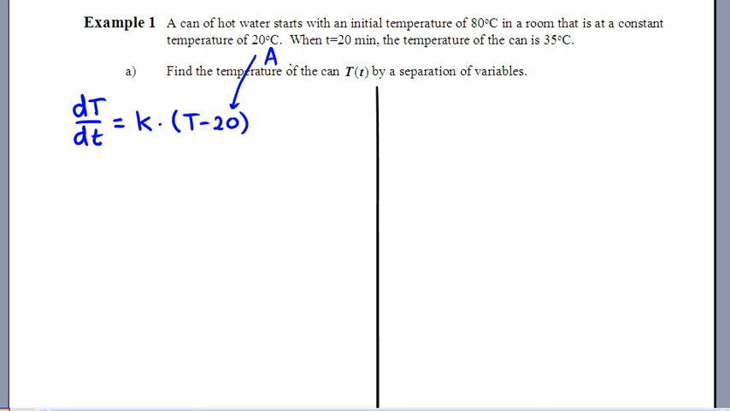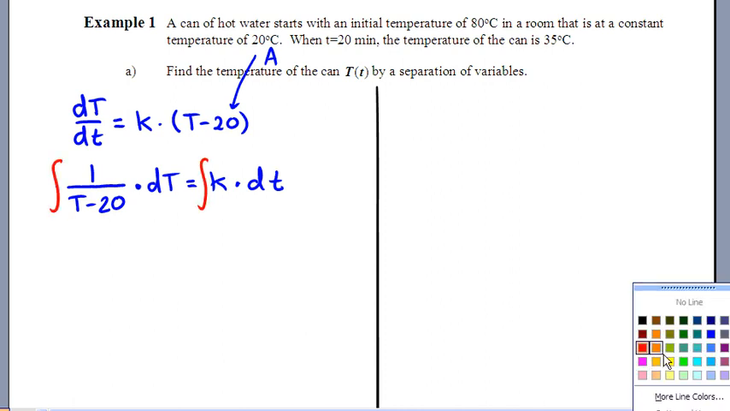Okay, they said please do a separation of variables. No problem. Let's move this capital T term over to the other side. We're going to have 1 over T minus 20, and then dT is equal to K, and then we'll bring the little dt up to the other side. There they are, they're separated. Now we're going to integrate both sides.